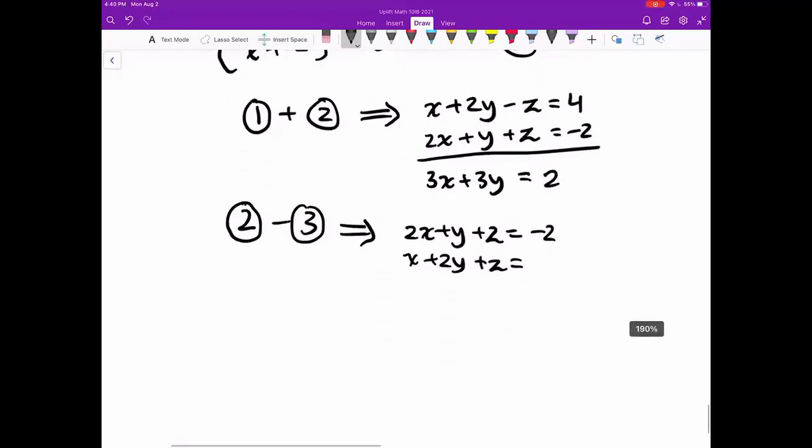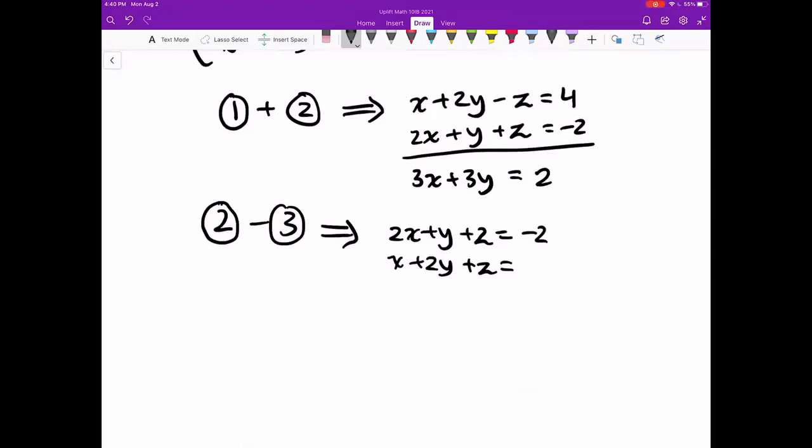Oh, just don't do it graphically. Yes, 4-dimensional plane. That'd be fun. Yes.